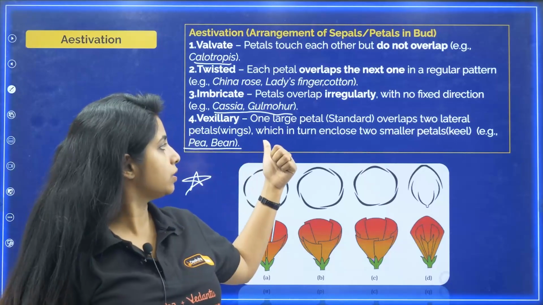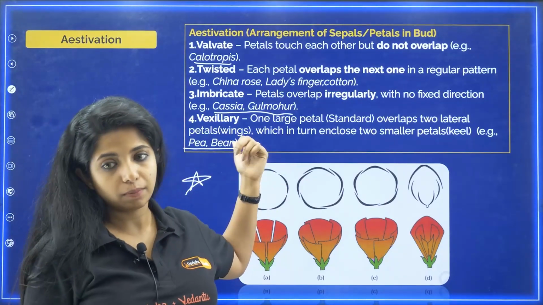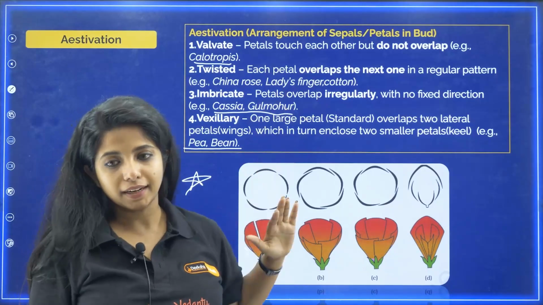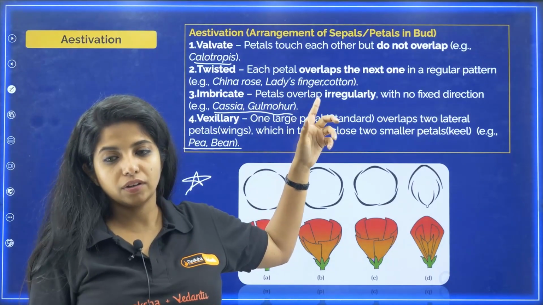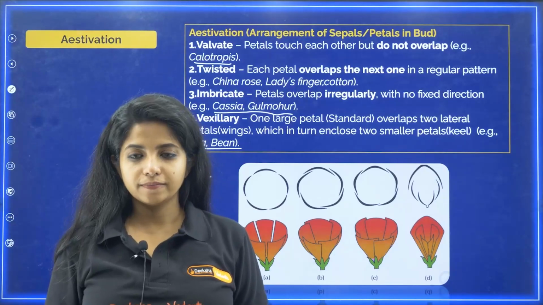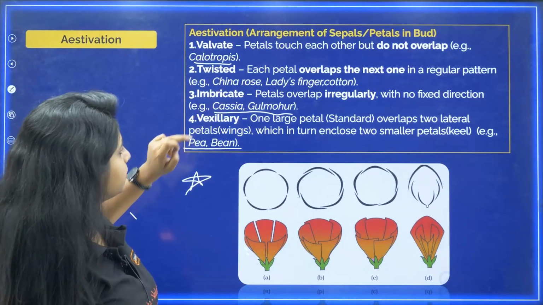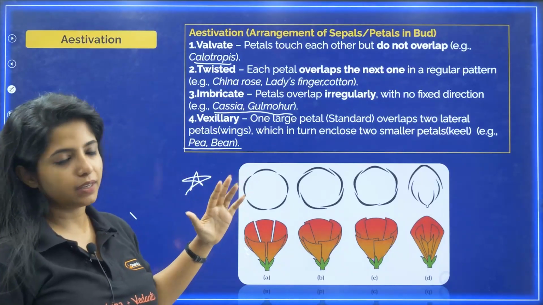Pea and bean both are leguminous. So basically you can see the vexillary type in leguminous plants like pea and bean. You can give examples like that. China rose, lady's finger, cotton: all of it has a C over here. C, C, C. And then one is pea and bean. So please go through it once.